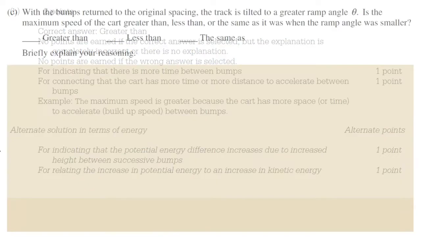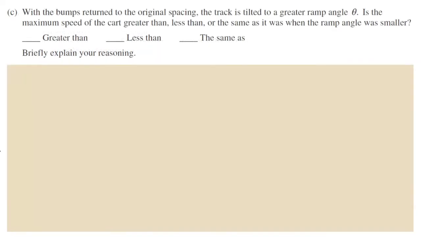All right, moving on here to the next question. It says, with the bumps returned to their original spacing, the track is tilted to a greater ramp angle theta. Is the maximum speed of the cart greater than, less than, or the same as it was when the ramp angle was smaller? Well, I already pretty much talked about this one in great detail. The answer is going to be greater than.